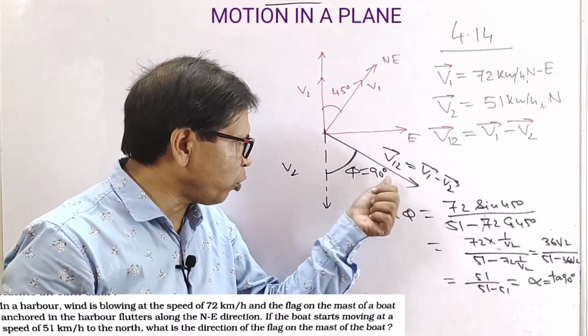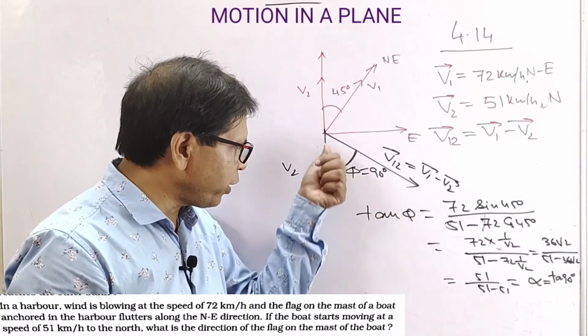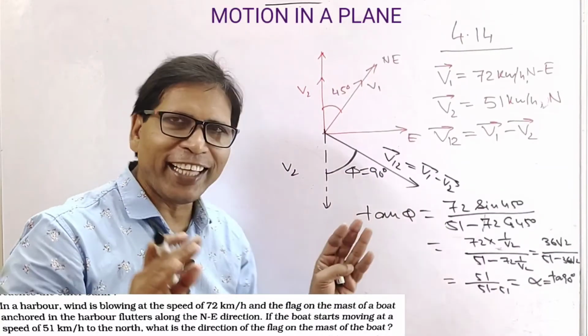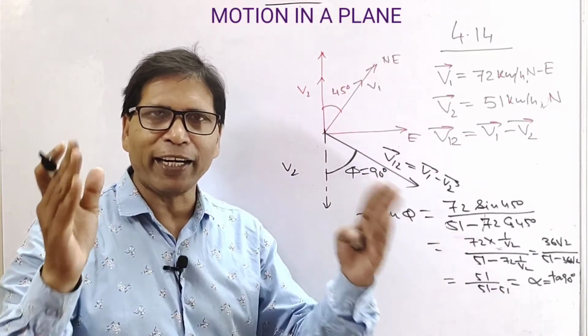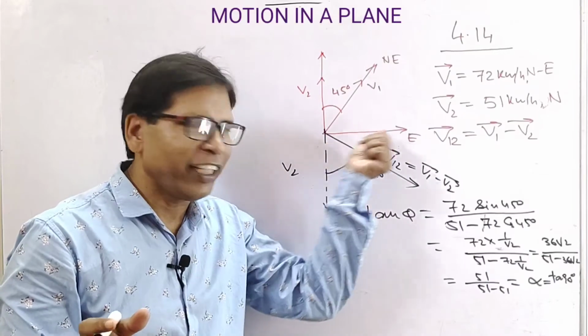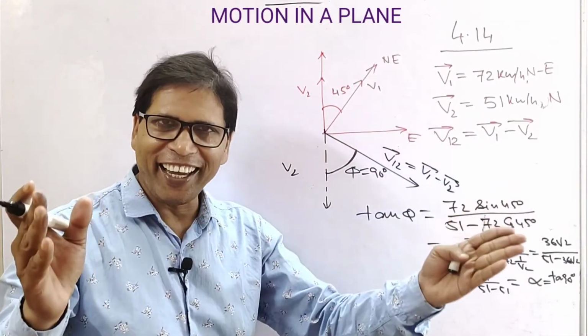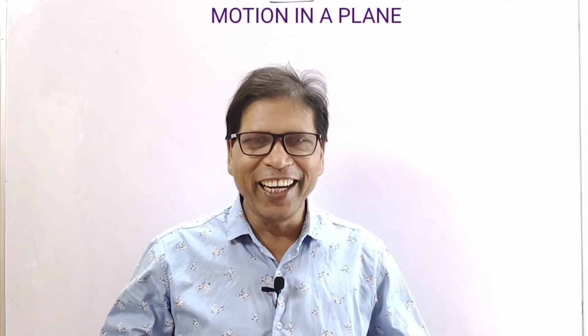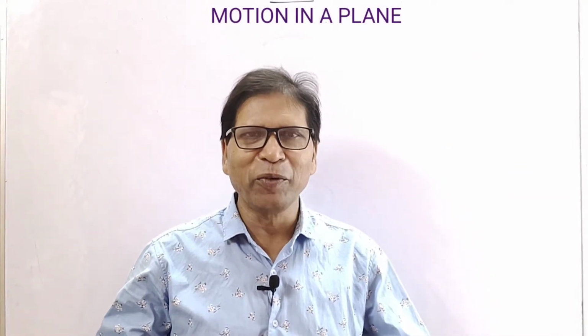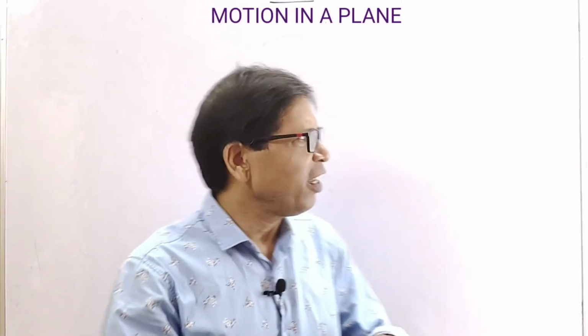Now the wind appears to move 90 degrees with the south, that is along the east. So the flag flutters along the direction of east. Okay, understood? Now next, the relative velocity of rain with respect to a man.